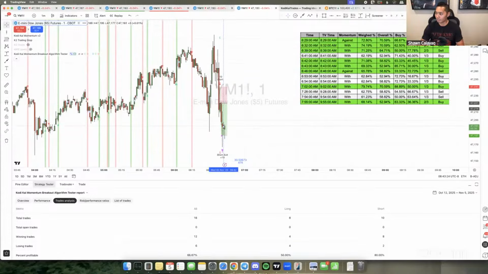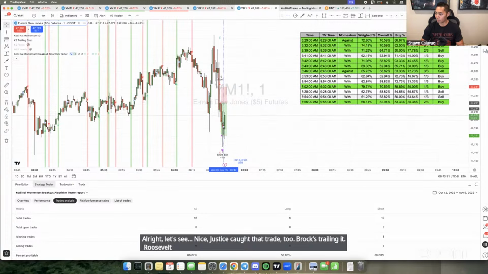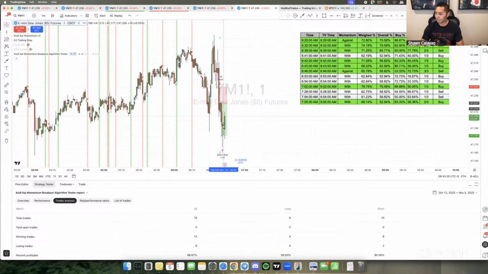All right, let's see. Nice. Justice caught that trade too. Brock's trailing it. Roosevelt said loss on the opening trade, but made it back. Rashida said another entry coming. Masish said looks like he's enjoying himself.